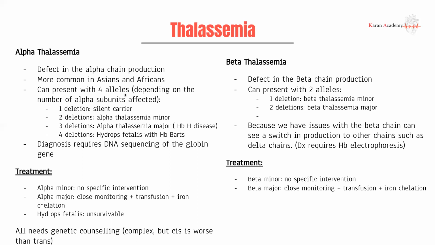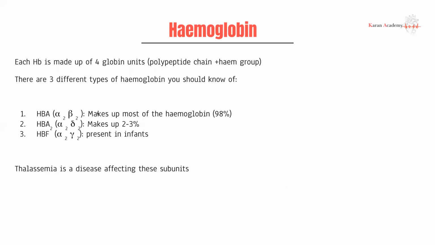Next, let's talk about beta thalassemia. So as you've probably guessed, you have an issue with the beta chain. And this, instead of 4, can present with 2 alleles, so either major or minor. And the specific thing about beta thalassemia is when your body can't produce a beta chain, it kind of is a bit shocked, and it starts producing chains apart from delta chain that it can normally produce. So let's look at this.